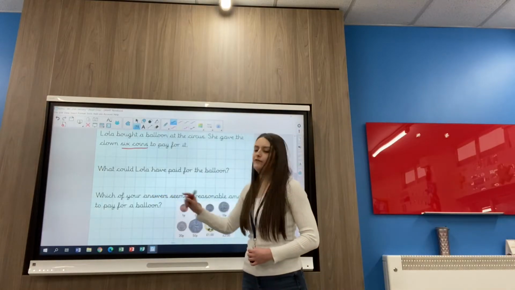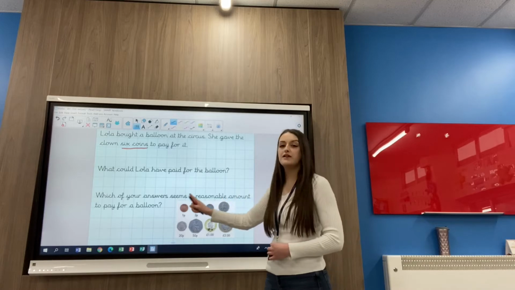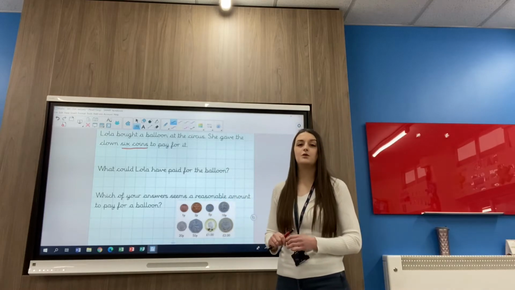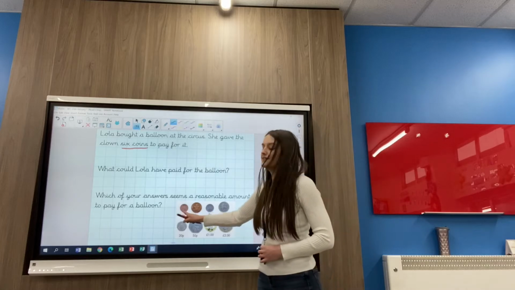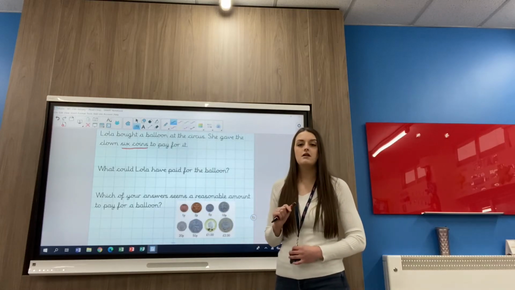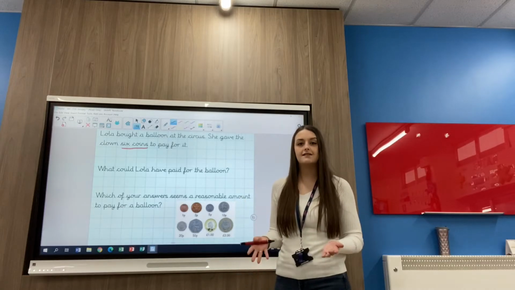Now, when you have a look at your answers, which of your answers seems a reasonable amount to pay for the balloon? So I think about a balloon. If you've used 6 1p coins, that would be 6p. Would you be able to buy a balloon for 6p?